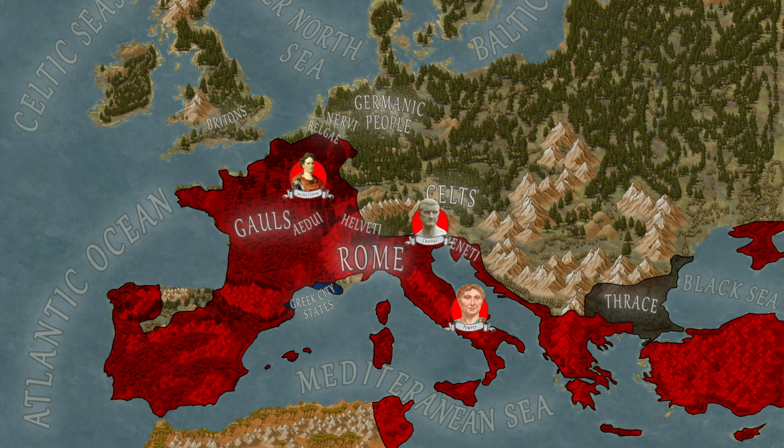The final major resistance was crushed at the siege of Uxellodunum, where Caesar cut off the defenders' hands as a warning to others. By the end of 50 BC, all of Gaul was under Roman control, and Caesar emerged victorious, solidifying his power and reputation in Rome.